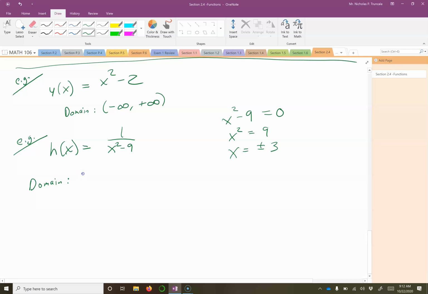So we're starting at negative infinity, going up to negative 3, but we're not including it. And we're going to union that with negative 3, comma, positive 3. Union that with 3, comma, positive infinity. So that's how we will basically negate those two numbers. That's the domain. Okay?